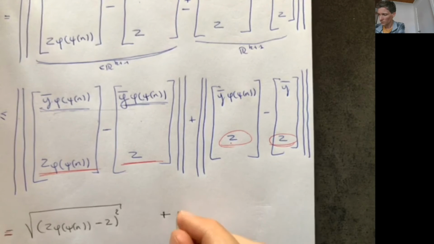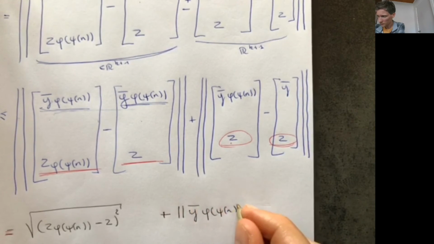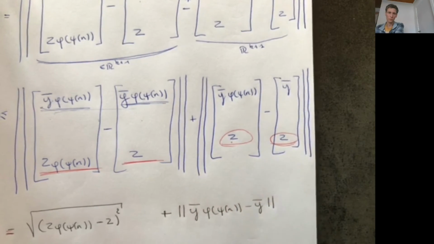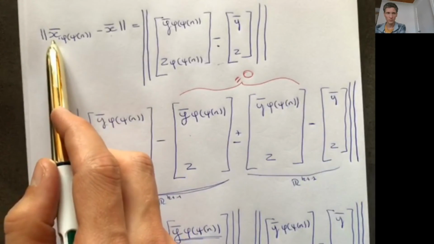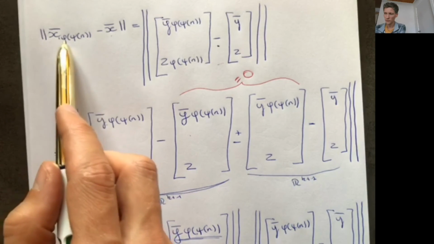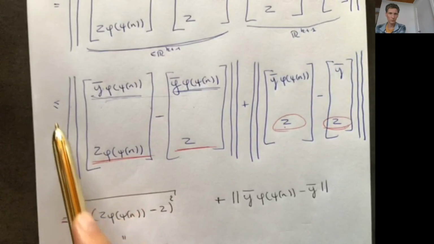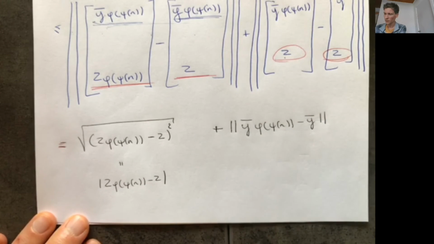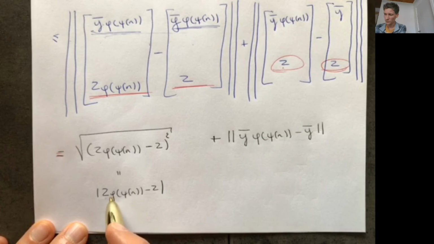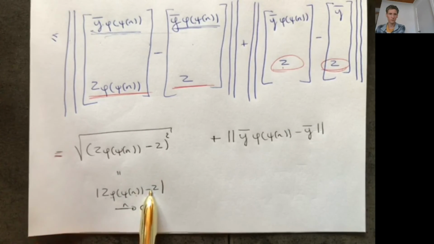So what you get here is the difference between y phi psi n minus y, the norm of this thing. Okay, so this is what you have. You have that the norm of x phi psi n minus x is smaller or equal to this here plus the norm of this here. And what do we know? We know that x psi n minus z is a sequence of numbers that converges to 0, right? Because this converges to this.